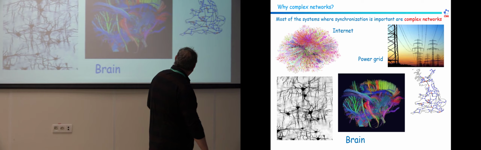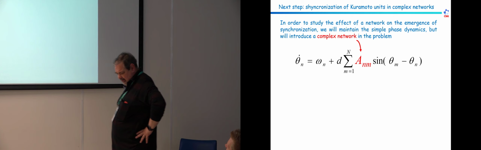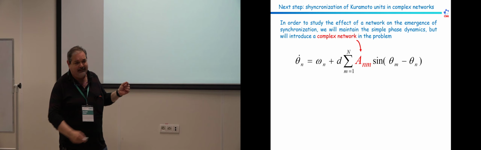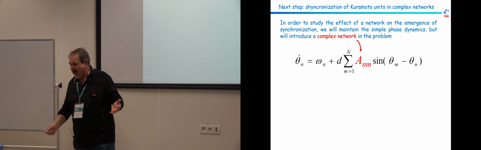Okay, so we want to describe this in a network. And when we want to describe it in a network, we have to add something. What we add is just the adjacency matrix of the network. So now they are not all-to-all connected, but there is a structure of connection which is described by this matrix.